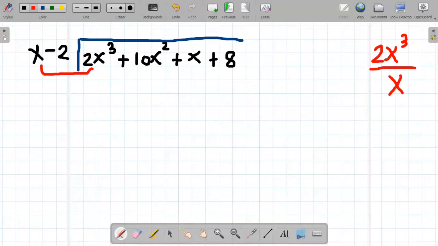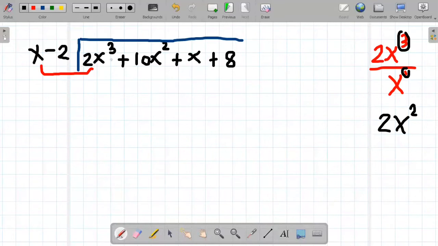Remember that x has an exponent of 1, and what you're going to do is divide the coefficients first. So 2 divided by 1, there's a 1 but we don't usually write it, that's 2. And then what you do with the exponents when dividing is subtract. So 3 minus 1 would be 2. So you'll have 2x squared.